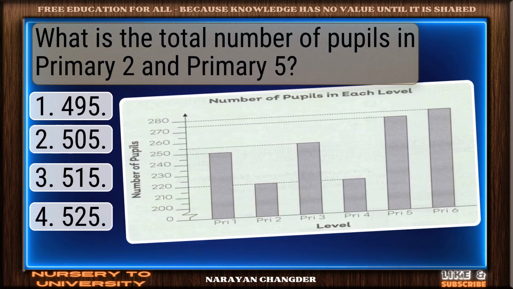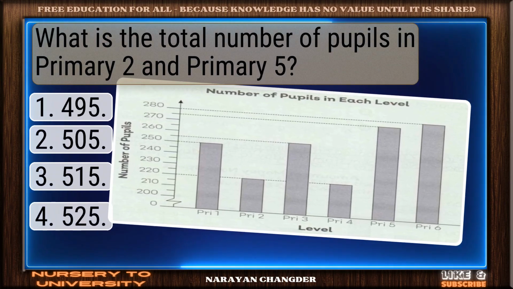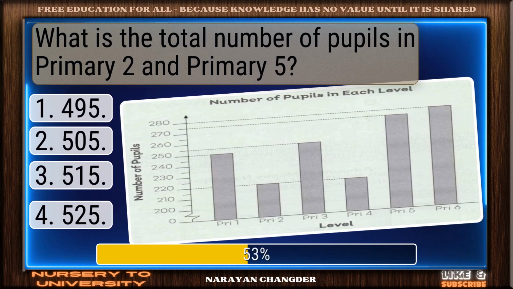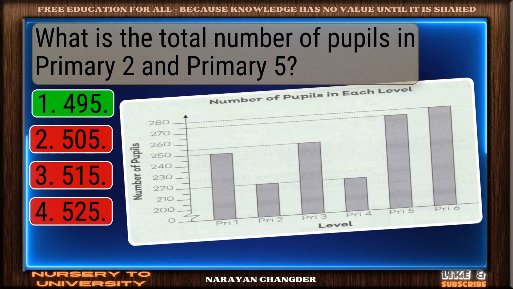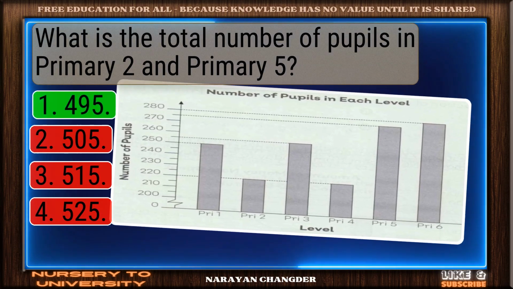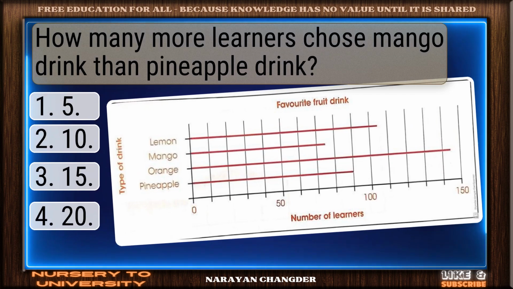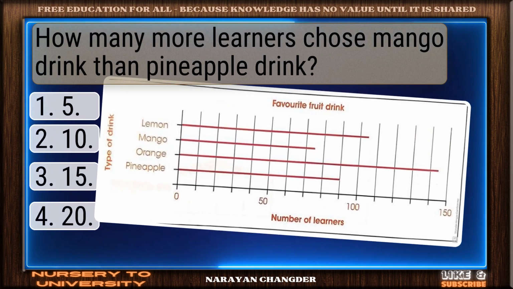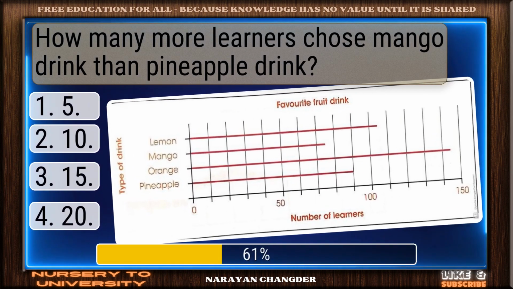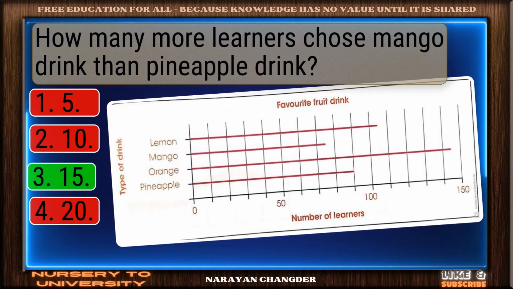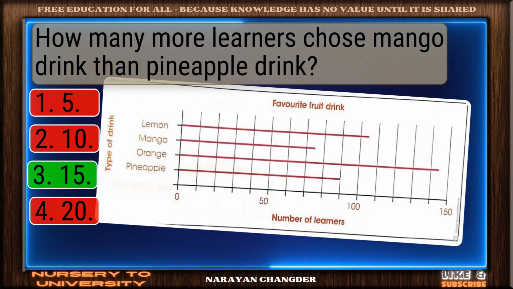What is the total number of pupils in Primary 2 and Primary 5? Correct response. 495 is the most accurate answer. How many more learners chose mango drink than pineapple drink? Well done. 15 is the right choice.